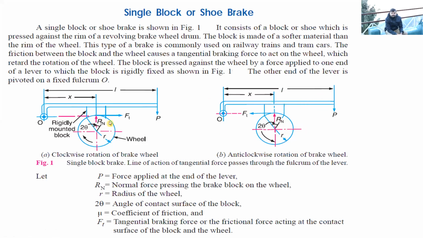Now one thing which we have to note over here is that this is called a normal or single block brake when the angle of wrap is less than 60 degrees. This angle of wrap is less than 60 degrees. So just go through this text. I'll give you a minute for this.